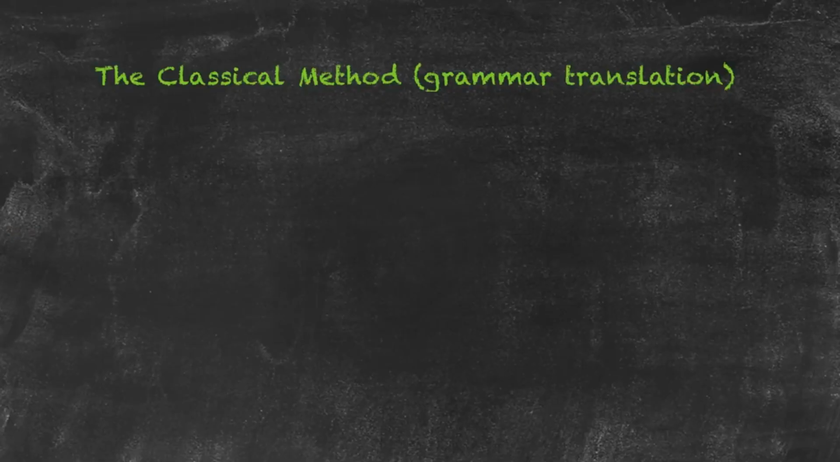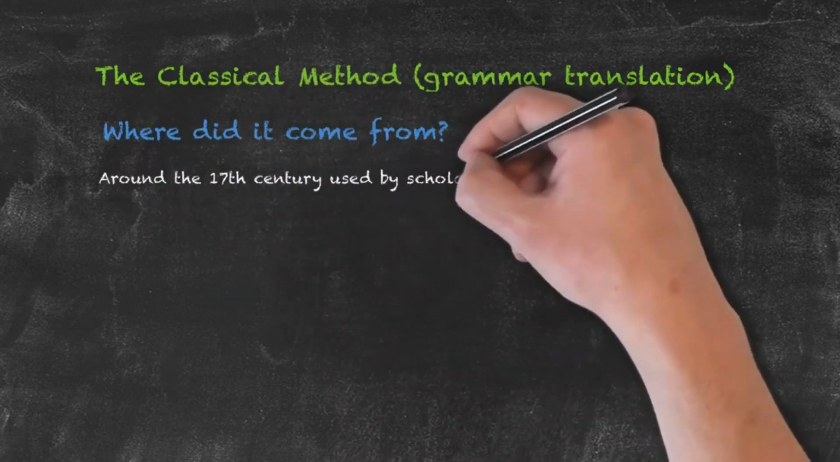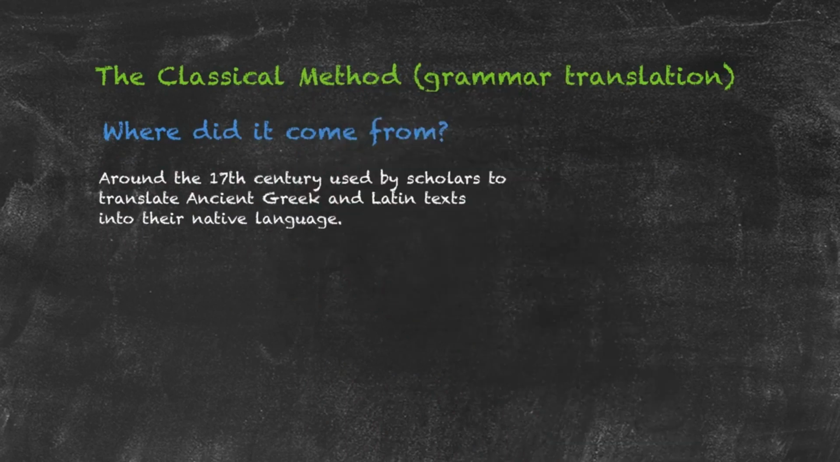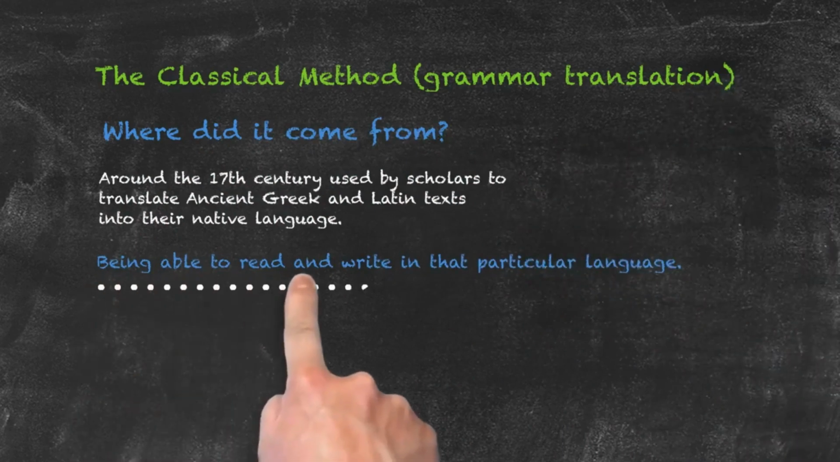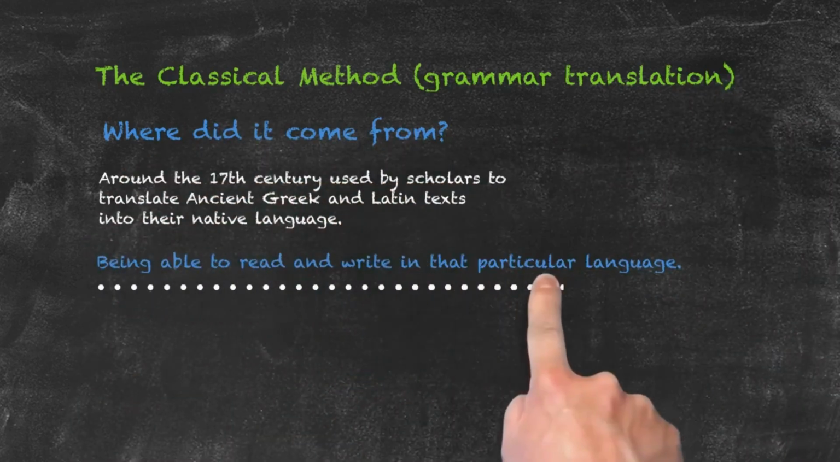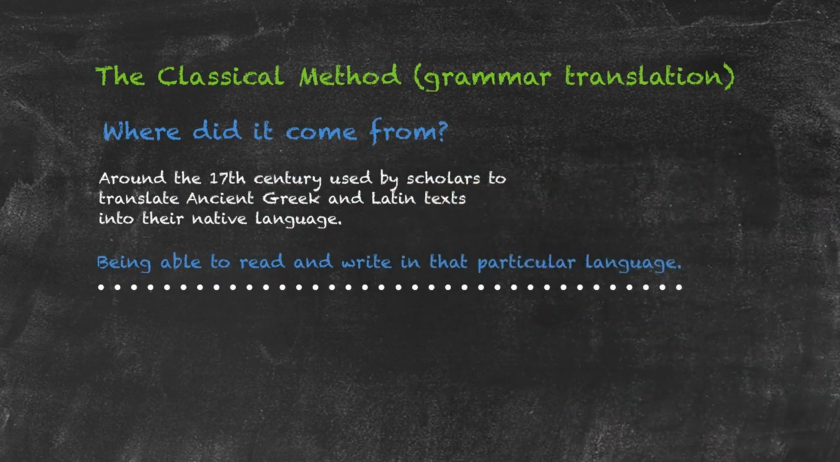Okay, and so if we look at the first question, where did it come from? Basically, around the 17th century, it was used by scholars to translate ancient Greek and Latin texts into their native language. The whole idea of grammar translation was therefore based on being able to read and write in that particular language. This methodology was never intended for the learning of speaking. Now, it's very strange that this particular method is actually the most popular method for the teaching of languages throughout the world. And we've just said that that does not involve speaking skills.